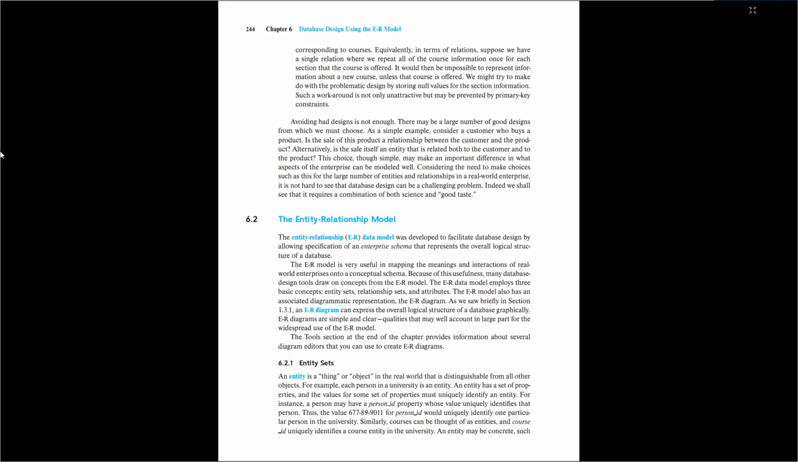The Entity Relationship Model. The Entity Relationship, ER, data model was developed to facilitate database design by allowing specification of an enterprise schema that represents the overall logical structure of a database. The model is very useful in mapping the meanings and interactions of real-world enterprises onto a conceptual schema. Because of this usefulness, many database design tools draw on concepts from the model. The data model employs three basic concepts: entity sets, relationship sets, and attributes.